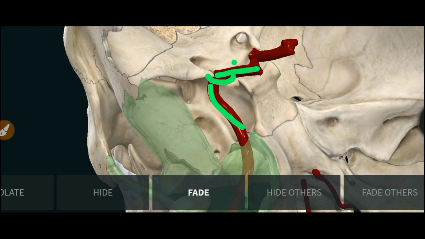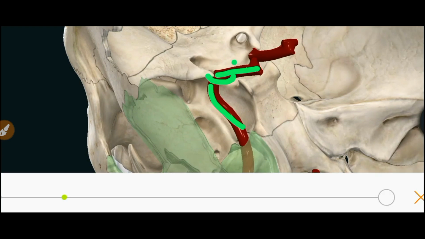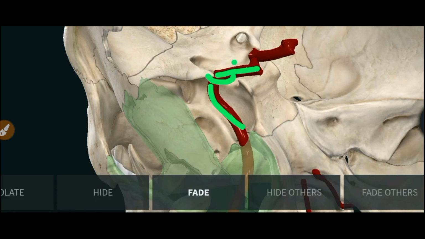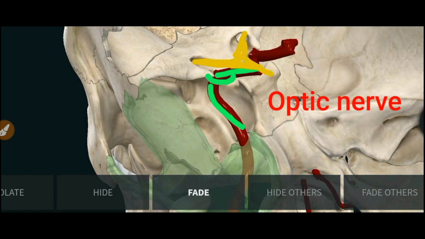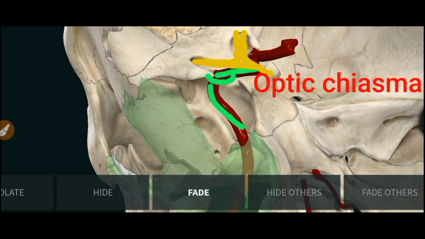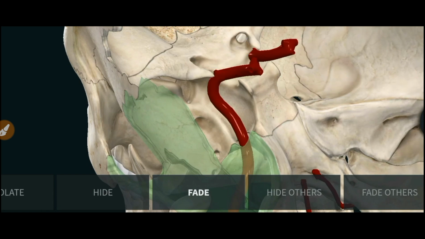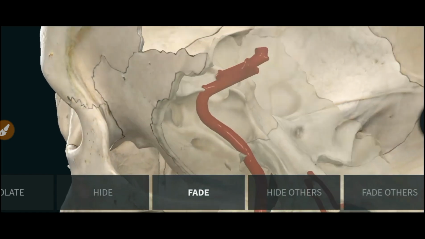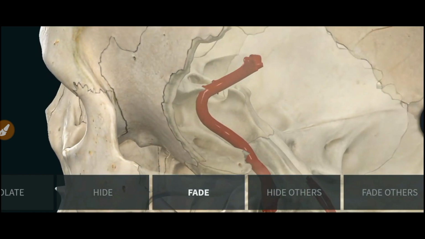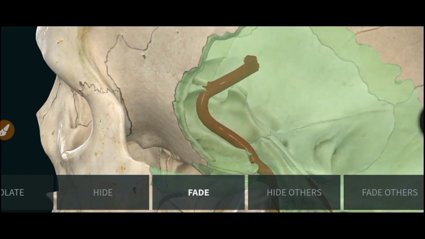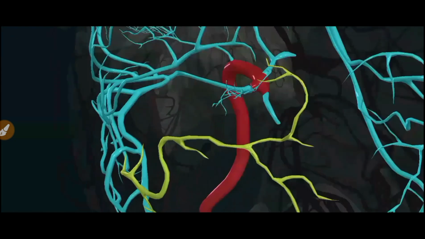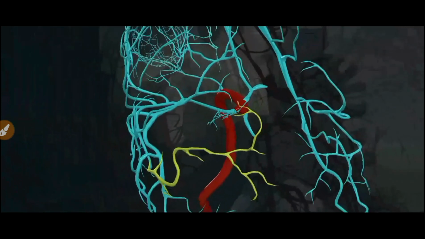The pulsations of the internal carotid artery are important for circulation of blood through the cavernous sinus, and here it is lying below the optic nerve and lateral to the optic chiasma, that you can see there. So these are the relations and course, and you can appreciate in the left lateral view the entire course of this internal carotid artery in relation to the different bones of the base of the skull.